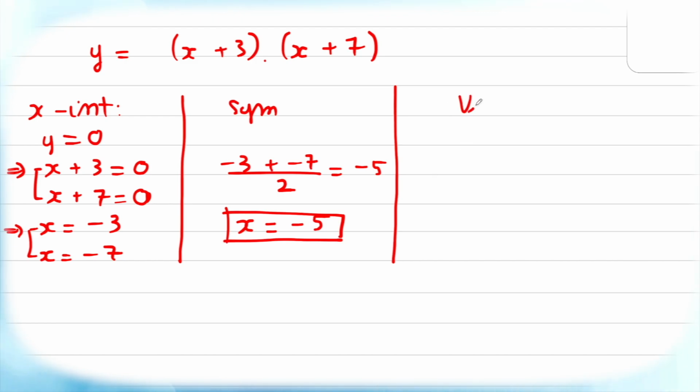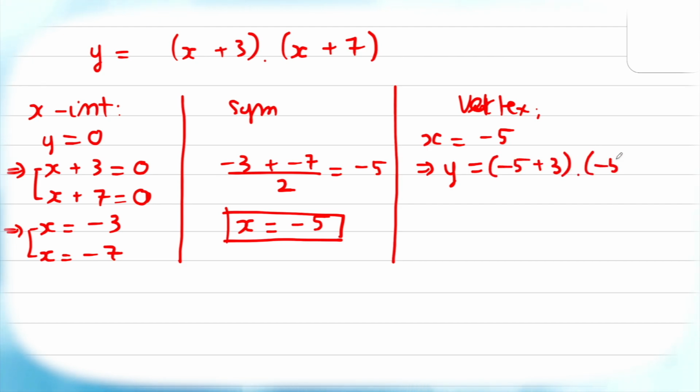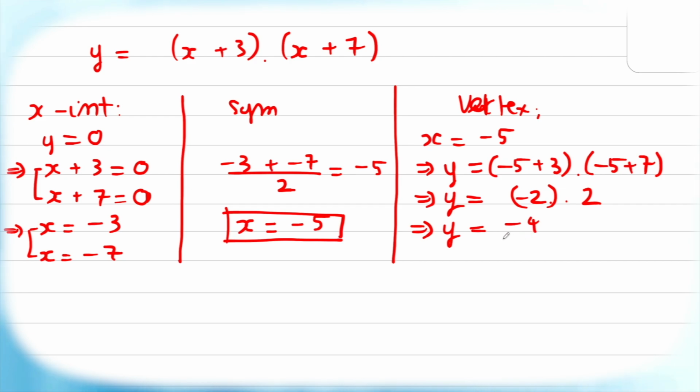After figuring out the symmetrical line, we can figure out the vertex. Substitute h equals minus 5 into y now. You got minus 5 plus 3 and then minus 5 plus 7. The first bracket gives minus 2, the second gives 2. This means the total will give you minus 4 here. Okay, so the vertex is (minus 5, minus 4).